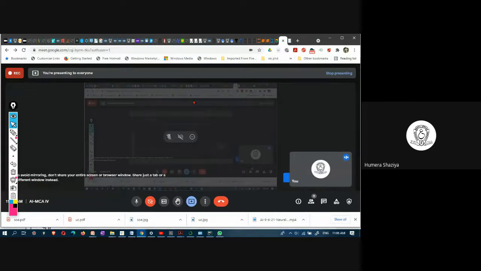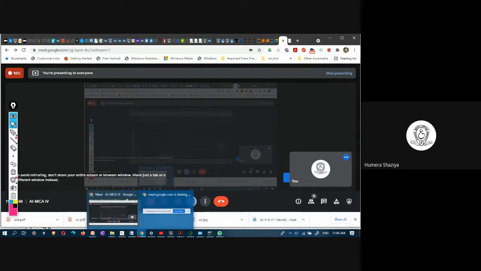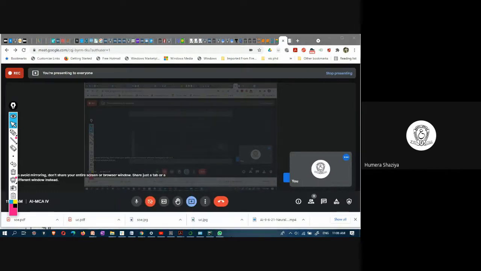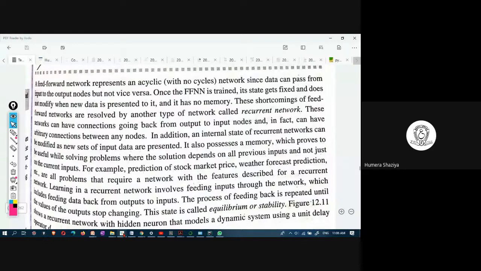Good morning, students. Today's topic of discussion is recurrent neural networks. Before delving into the topic of recurrent neural network, let us quickly understand what is a neural network.